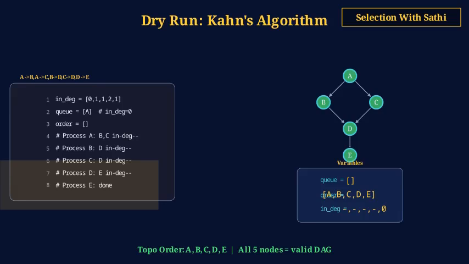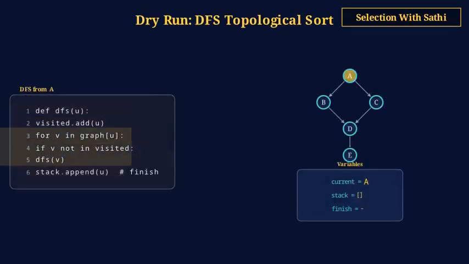Process 1, add to order. Reduce indegree of 3 from 2 to 1. Process 2. Add to order. Reduce indegree of 3 from 1 to 0. Enqueue 3. Process 3. Add to order. Reduce indegree of 4 and 5 to 0. Enqueue both. Process 4 and 5. Final order 0, 1, 2, 3, 4, 5, all 6 processed. No cycle.